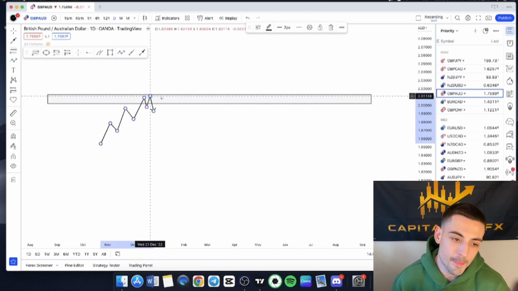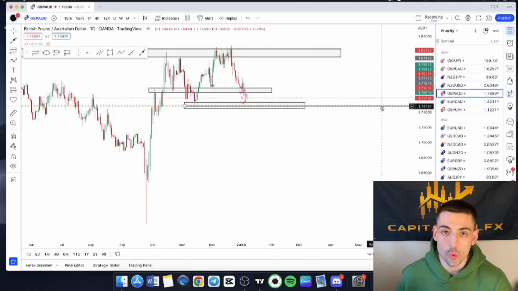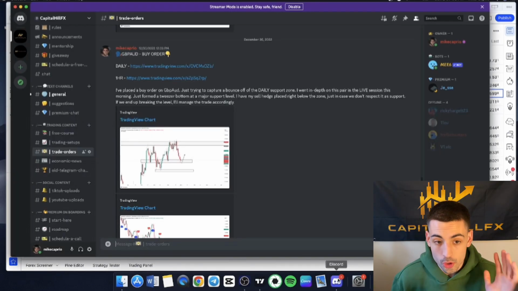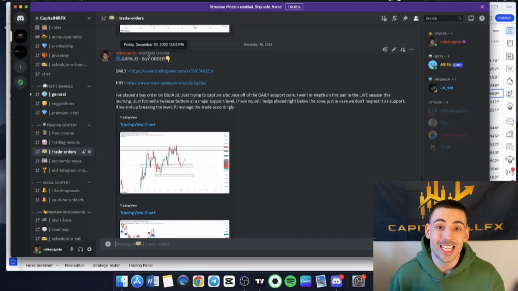So let's actually dip into Discord and TradingView. I'm going to be switching back from Discord and TradingView because I want to show you live time that I placed all of these trades and called these trades out live with my premium members. So let's go into Discord and see the first trade that I placed, which was GBP AUD, and this was December 30th, late last year.